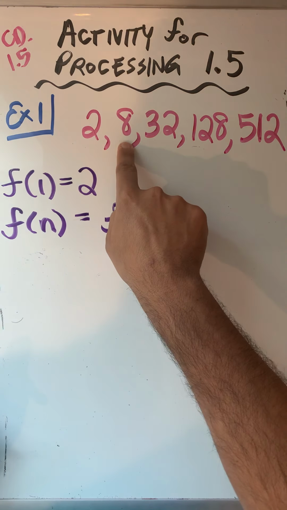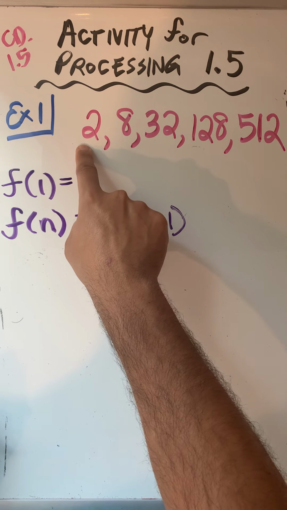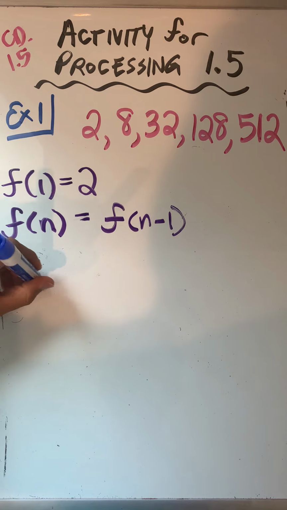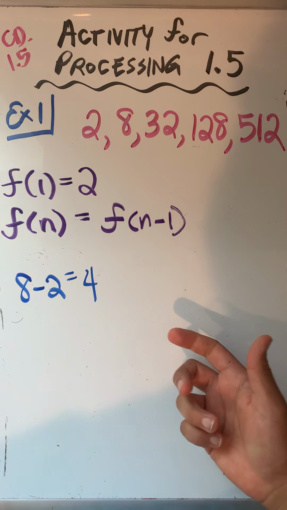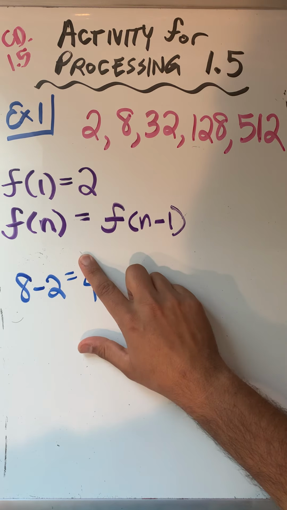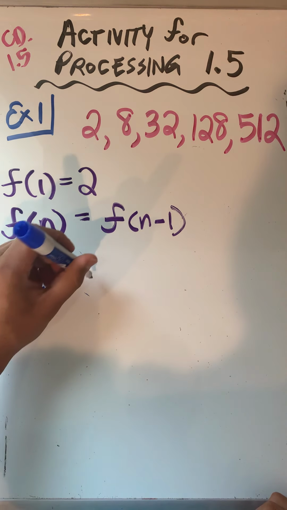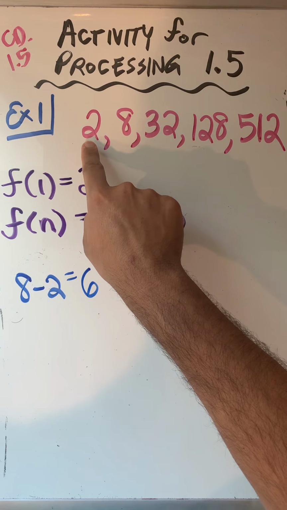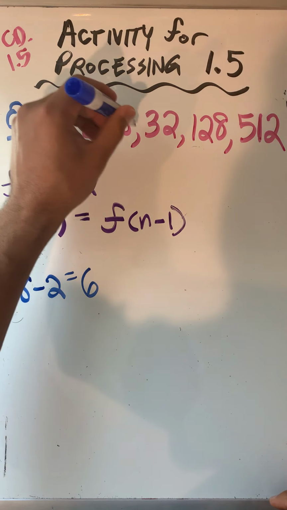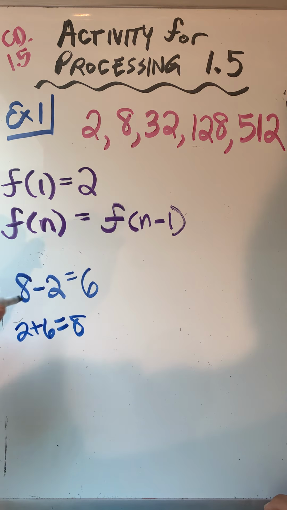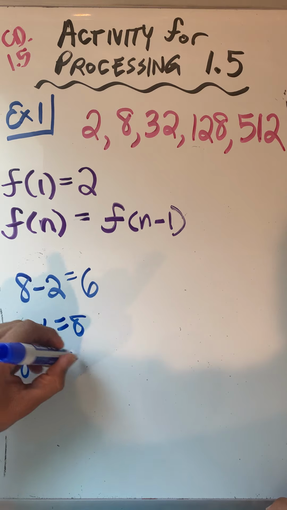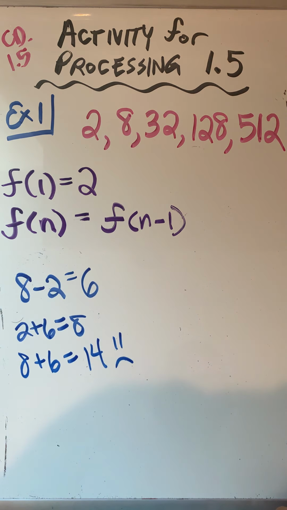So you can grab the second term and the first term, and subtract them. 8 minus 2 equals... what am I saying? It's 6. So what we can do is add 6. 2 plus 6 is 8. Now let's go ahead and add that 6 again. So 8 plus 6, that's 14. Oh no, that's not going to work.